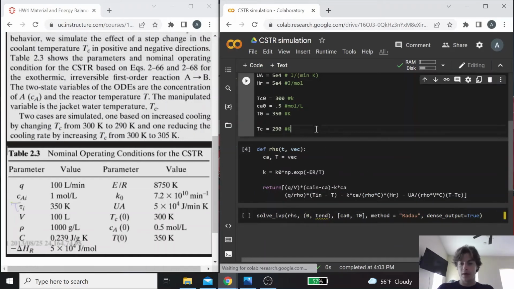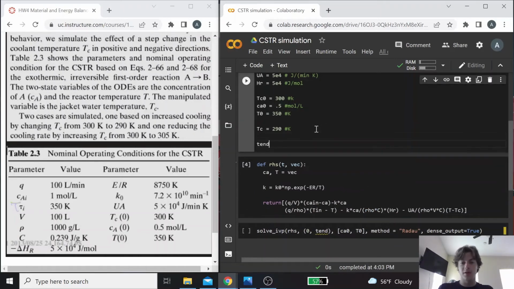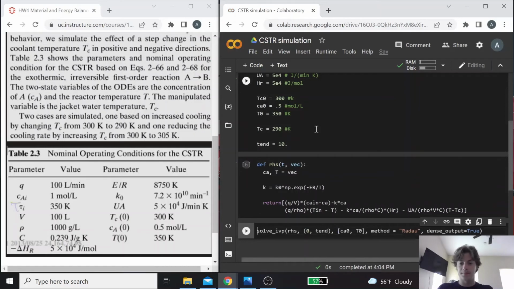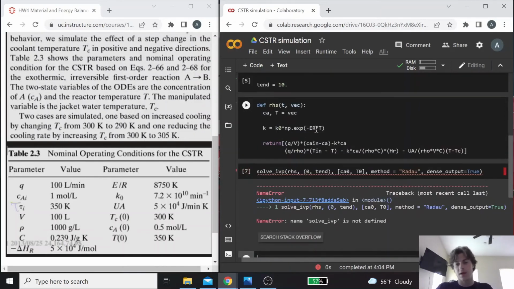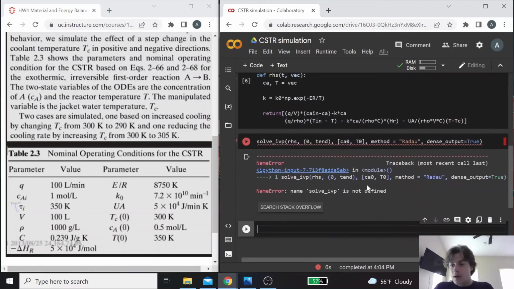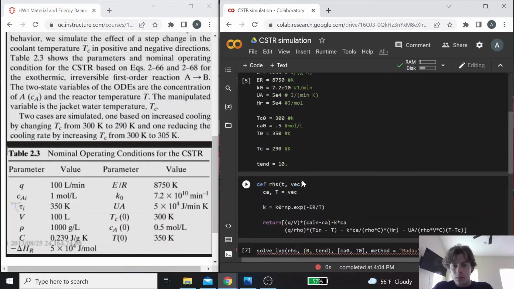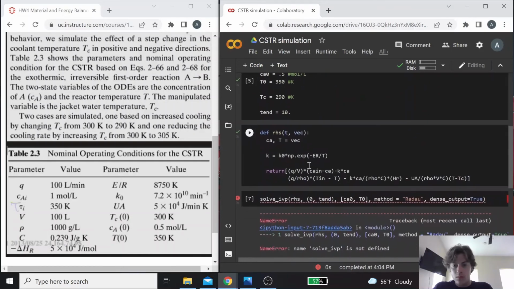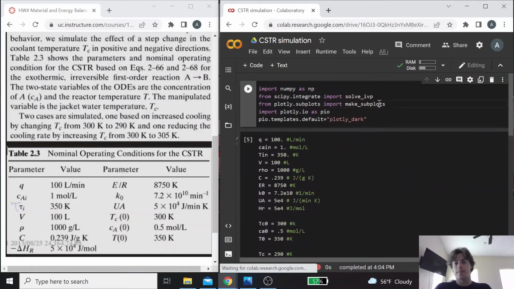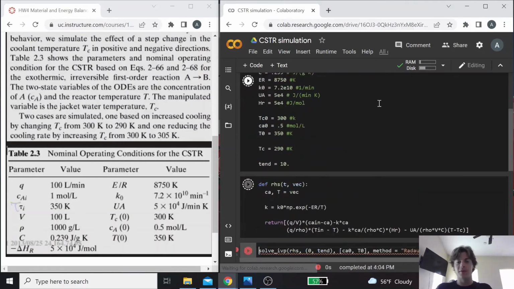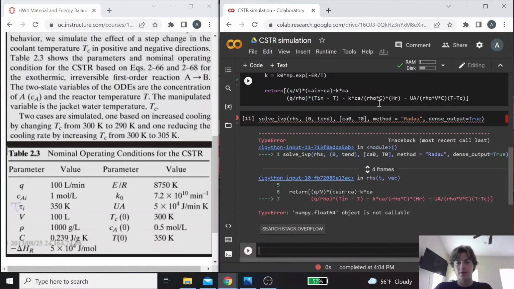So I'm going to go ahead and define our simulation end time. We'll run it for 10 minutes. So let's go ahead and see if this works. I have an error. Forgot to run the first block, so now this should be good. Nope, we still have an issue.